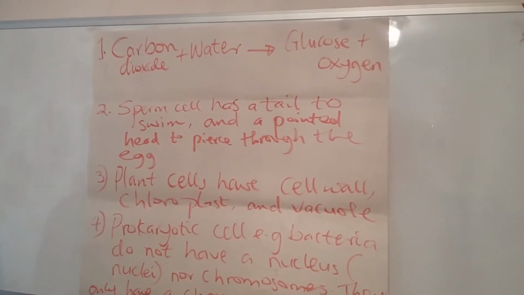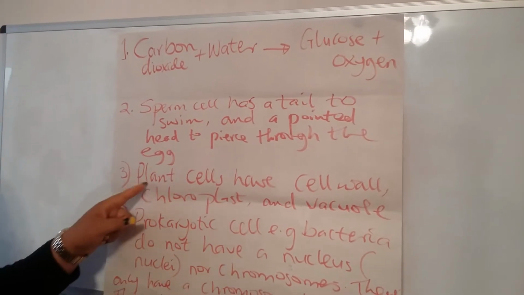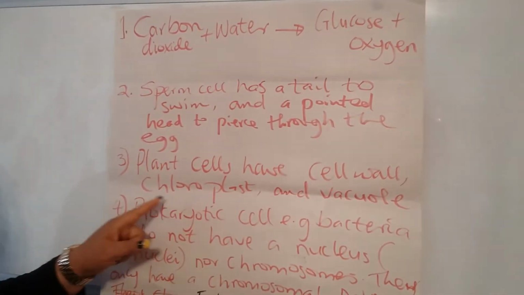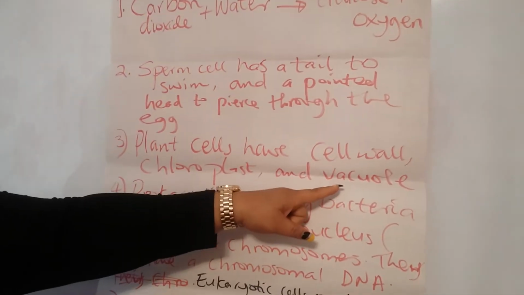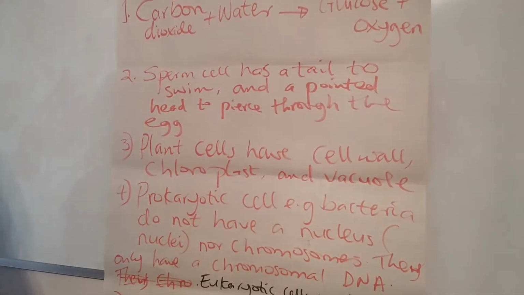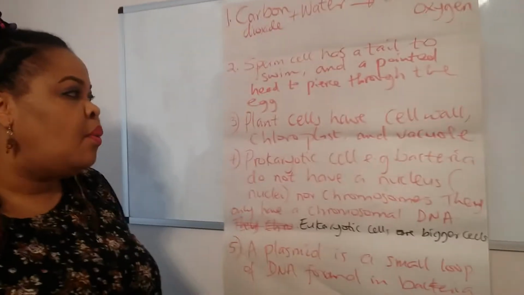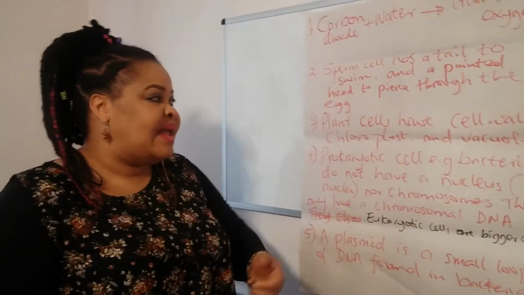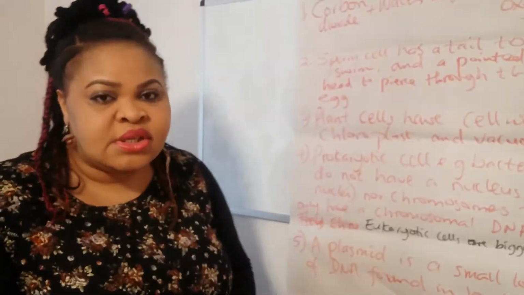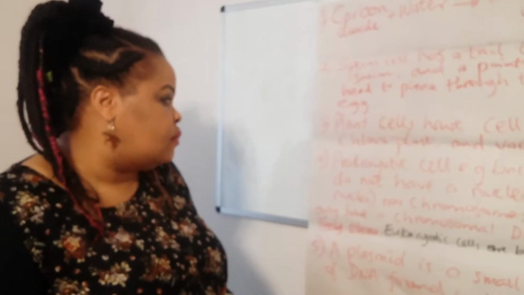3, how are plant cells different from animal cells? Plant cells have cell walls, they have chloroplast, and they have a large vacuole. Animal cells do not have all of these. By the way, the other things that you find in a plant cell, like the nucleus, the cell membrane, the cytoplasm, you also find in the animal cell.